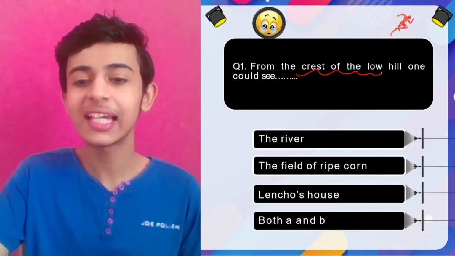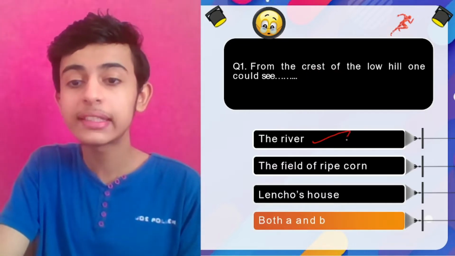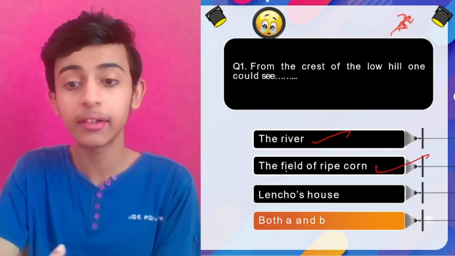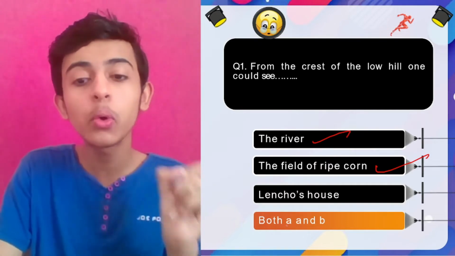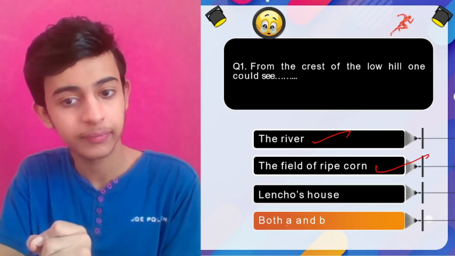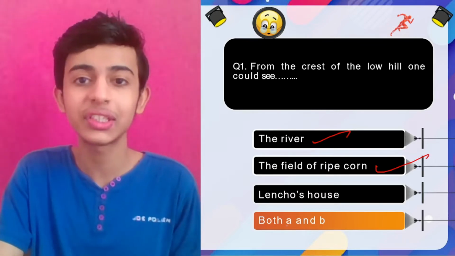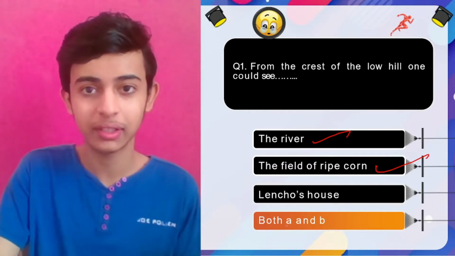Okay, and your time's up. Both A and B. Both the river and the field of ripe corn, which was Lencho's field of ripe corn, could be easily seen. So the answer becomes both A and B. Correct, everyone? I hope you've got this right. And let me know how many questions you get right. And at the end, we will be having a homework question.